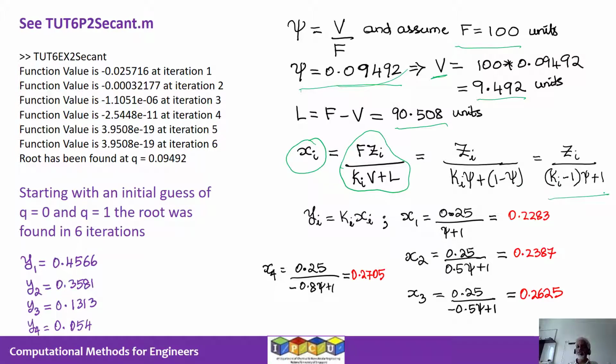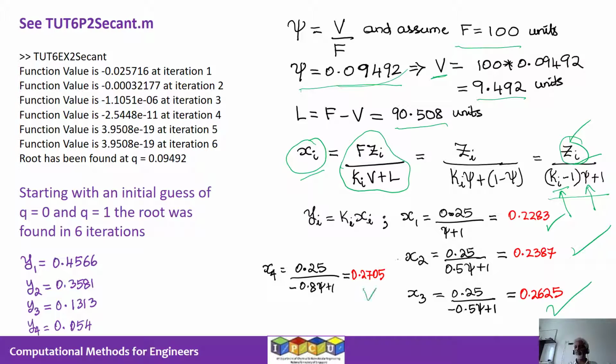Now, for every species i, we know Zi. For example, Z1 is 0.25, K1 is 2, and psi we found out to be 0.09492. Therefore, substituting those values, I can get x1 to be 0.2283. Kindly verify that. For x2, z2 is 0.25, k2 is 1.5, psi remains the same as 0.09492, so I can get x2 to be this. Likewise, x3 is this and x4 is this.